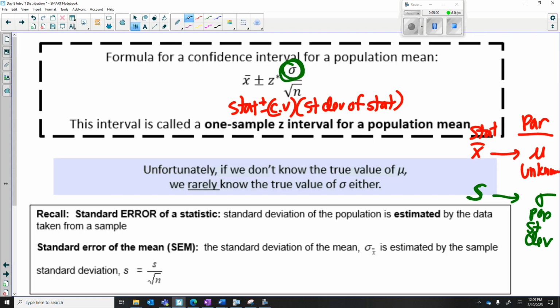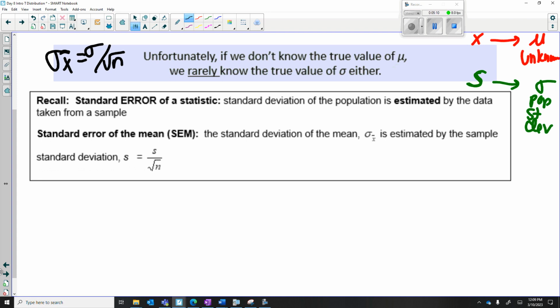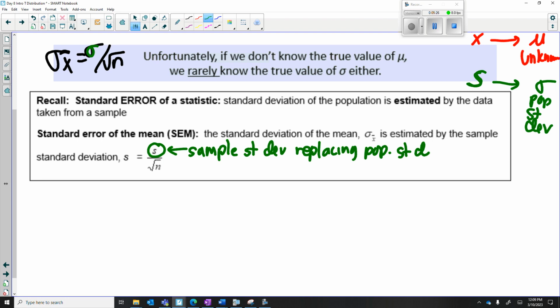So whereas before it was sigma x bar equals sigma over radical n, okay, which is up over here. We don't have sigma, so we're going to replace that sigma with s. So now it becomes s over radical n, okay? So this is the sample standard deviation replacing the population standard deviation. But because it's estimating it, it's going to create some error. And because there's some error, that's why it's called standard error.